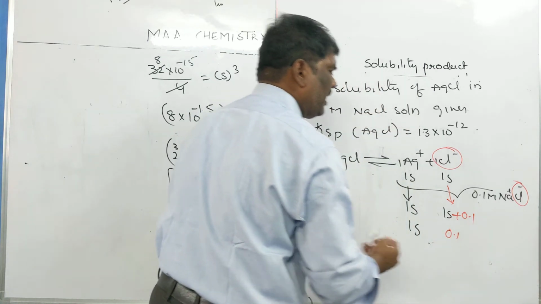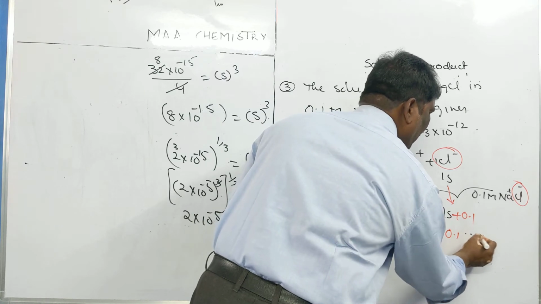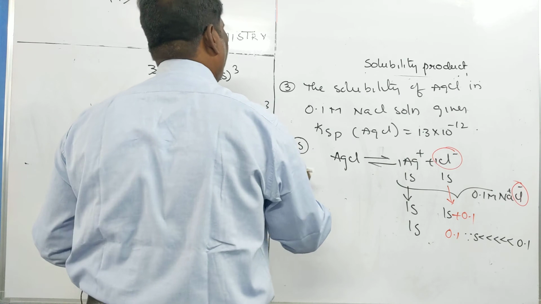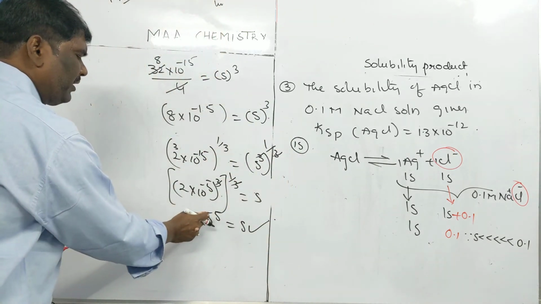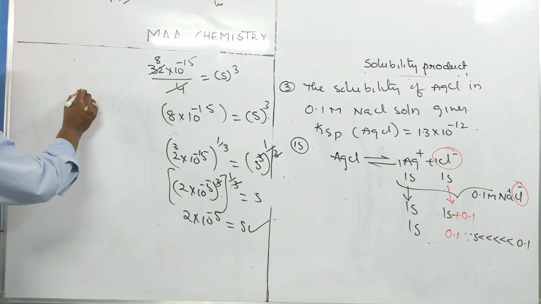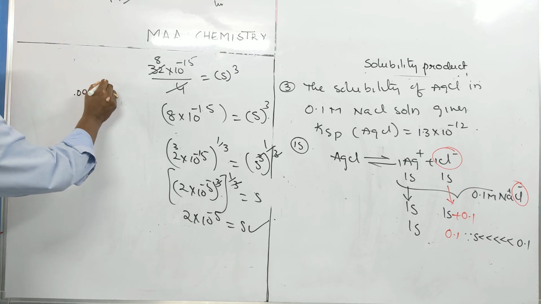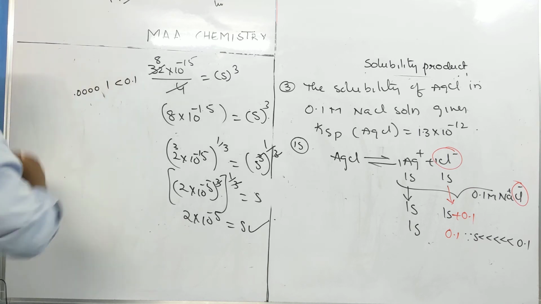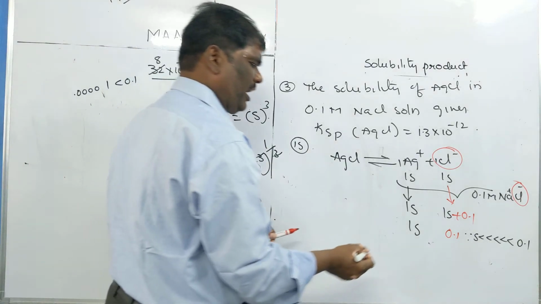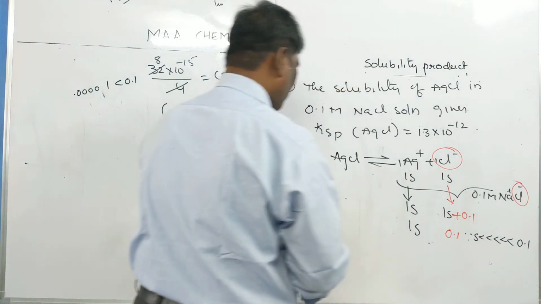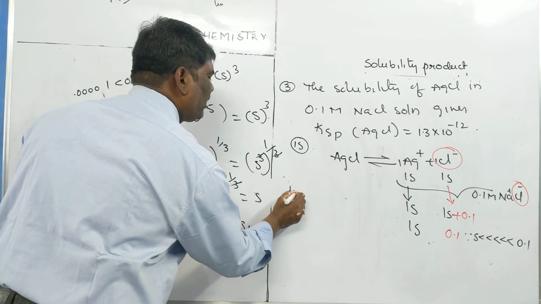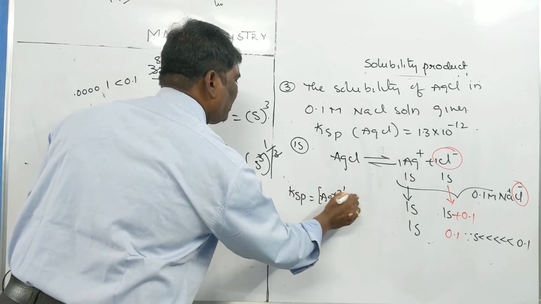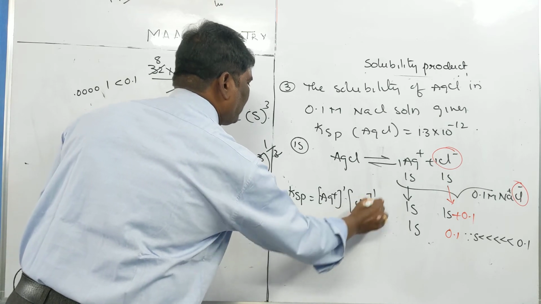For what reason? Because the S value is lower than 0.1. Previously we got S equal to 10⁻⁵, which means 0.00001. This is a very low value compared to 0.1. That's why that is neglected. Now what is KSP? Tell me. KSP equals Ag⁺ concentration times Cl⁻ concentration.